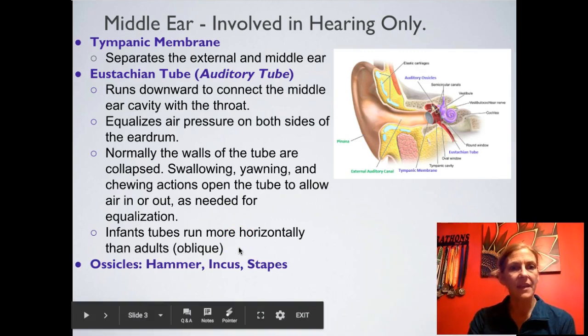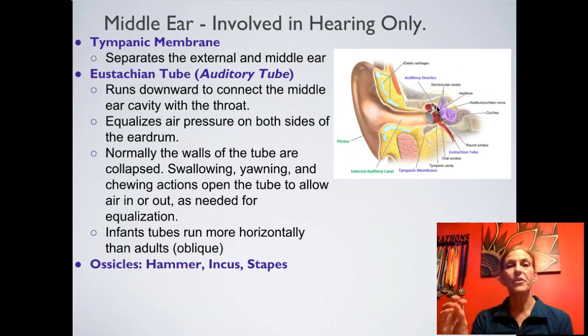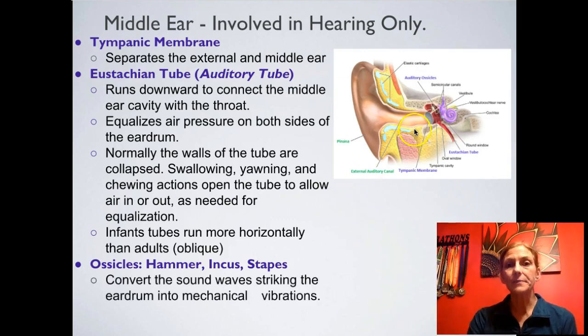And then the other structures found in the middle ear are the ossicles. Together, the three bones of the middle ear are called ossicles. They each have their own names, and they're the smallest bones in your body. The hammer is the first bone, and it's also called the malleus. And then the incus is the second bone, also called the anvil, and the stapes is also called the stirrup. So they all have more than one name. The stirrup looks like the stirrup on a saddle, and that's how it gets its name.